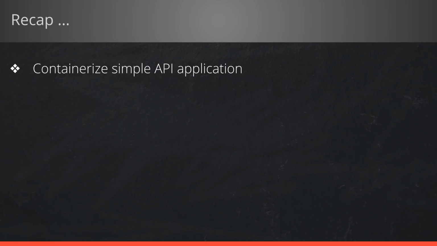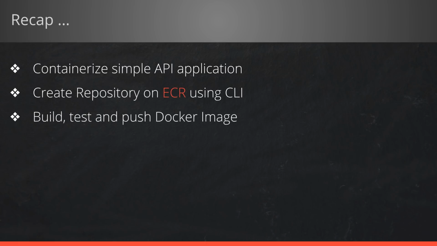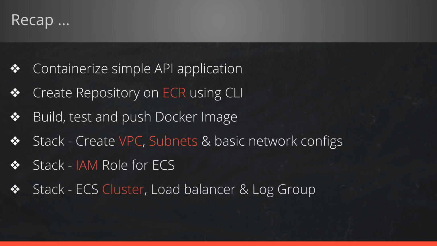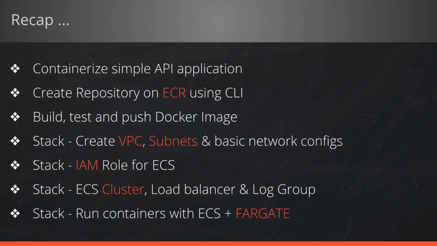Now that's pretty much it for this video. Let's do a quick recap. We have created a containerized API application, created an ECR repository for the Docker image of the application, created a CloudFormation stack for VPC, created another CloudFormation stack to define the IAM role for the ECS tasks to allow access to CloudWatch and ECR, created a CloudFormation stack to define the cluster, load balancer, CloudWatch log group, and necessary security groups. Lastly, created a CloudFormation stack to define the task and service along with the listener rule and load balancer target group together to deploy the container application on ECS.